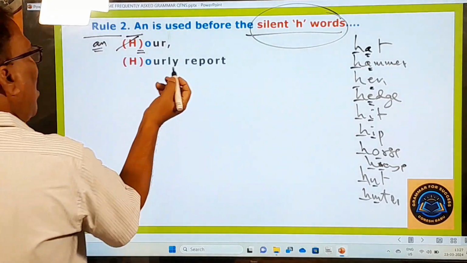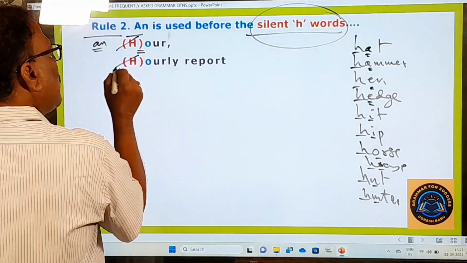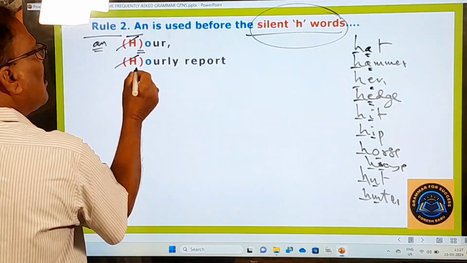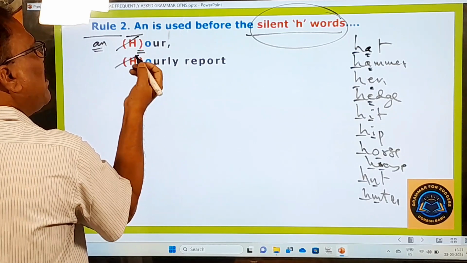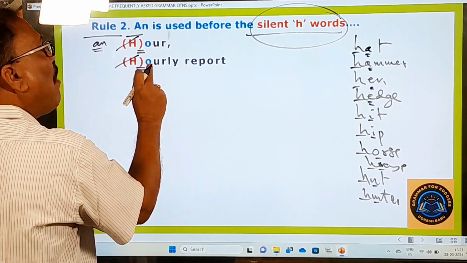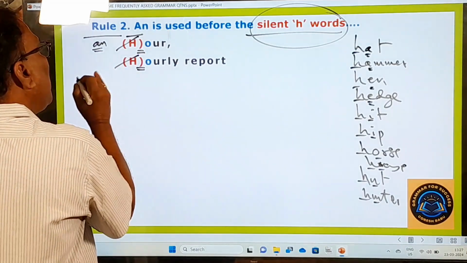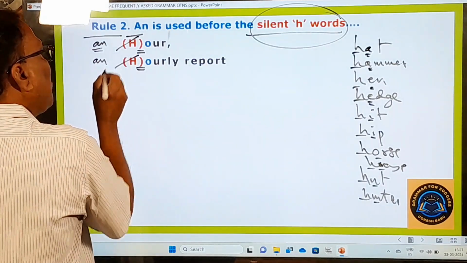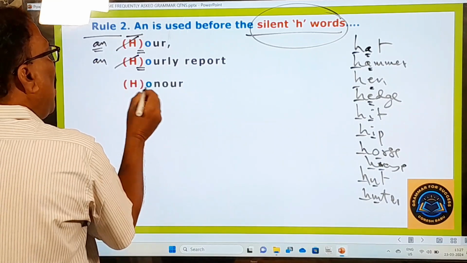So here, hourly report is there. In this also H is silent. Silent means it is dead. And how are we pronouncing this word? We are pronouncing the word from O. O is giving a vowel sound here. Hourly report, and that's why we think this word is beginning with a vowel sound, and therefore we use an before that.